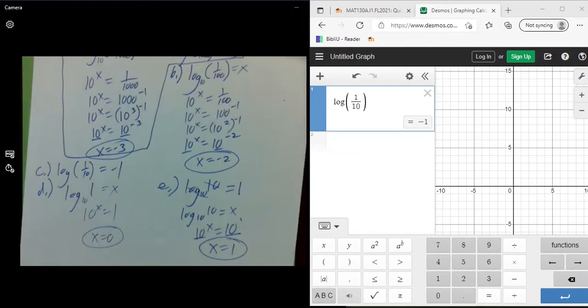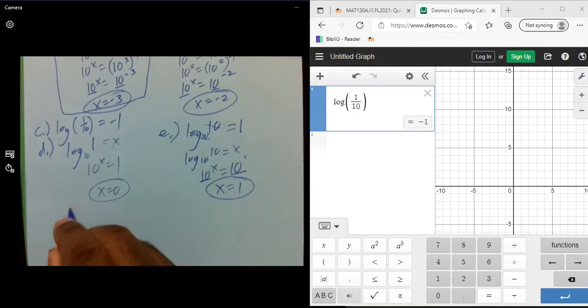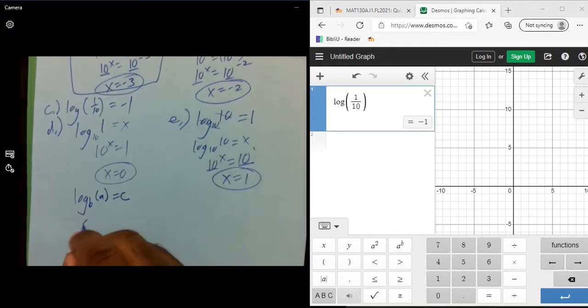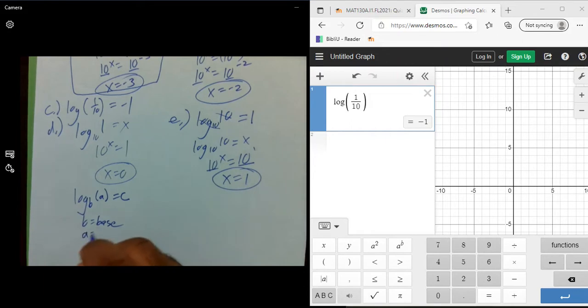Now, one thing I did neglect to do, and let me do that real quick. I didn't go over the general form of log. It'll be log base B of A is equal to C. Now, B is the base, and A is the argument, and C is the exponent.